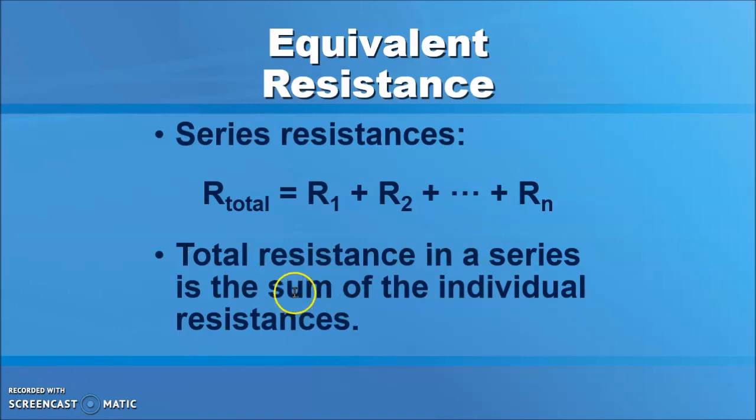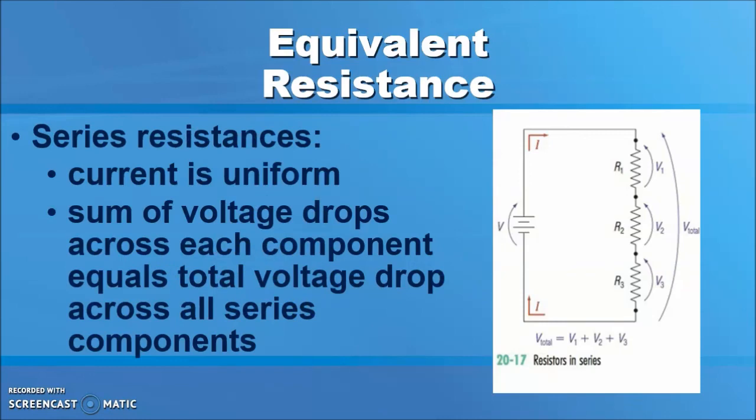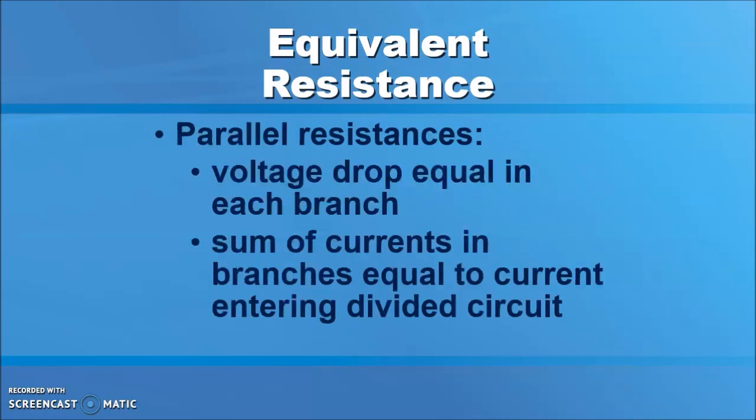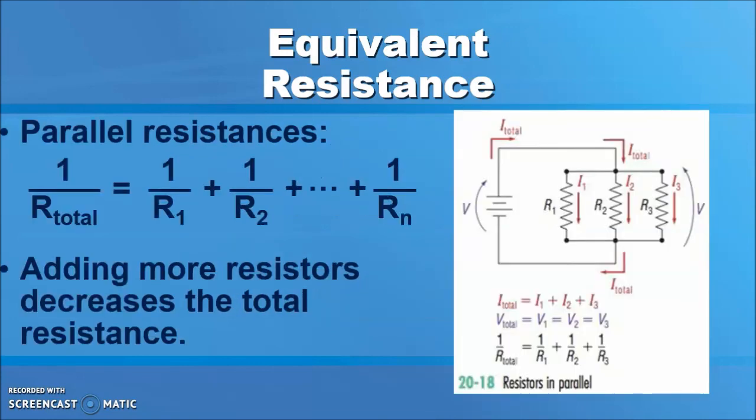Now that's a little bit different than when we're in parallel. But remember, when we are in series, like in this illustration, we're just going to keep adding everything together. Now, what if we have some resistances that are in parallel? Well, the voltage drop is equal in each branch, and the sum of the current in branches is equal to the current entering the divided circuit. Here's a diagram that illustrates this point, where I have a battery here, our voltage source, and the current is flowing in this direction.